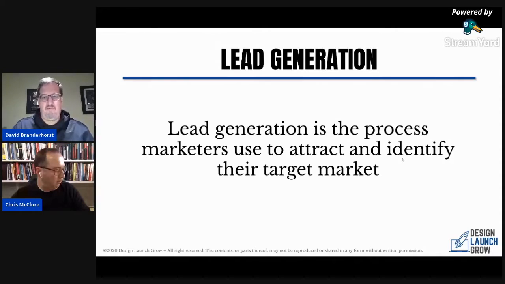So, we've got to think about it. There's, I believe, 7 billion people on planet Earth. And the reality is the vast majority of them are not the right fit for our business. And that's not an insult. That's not saying anything bad about you. That's just truth. The vast majority of people are not going to be a fit for you.